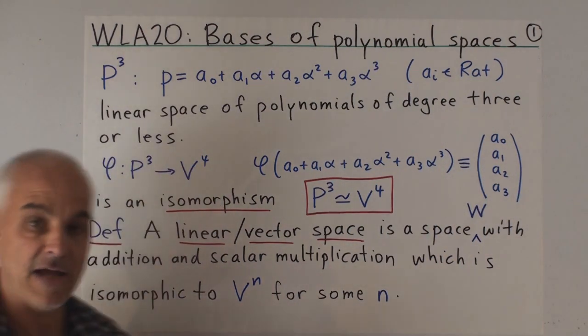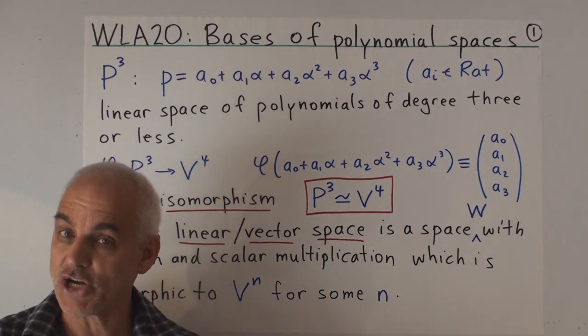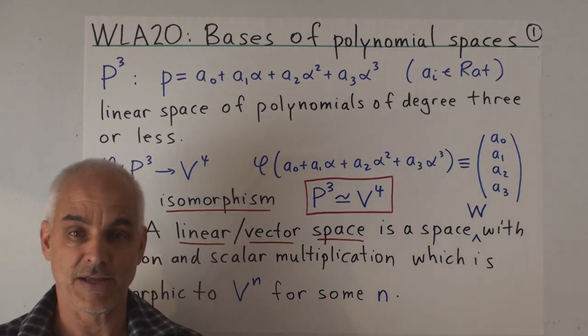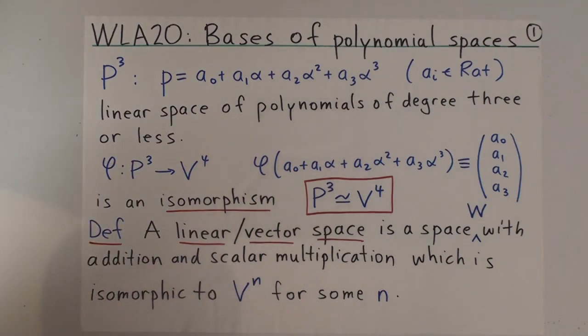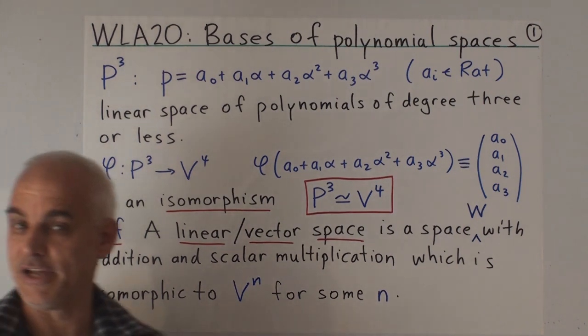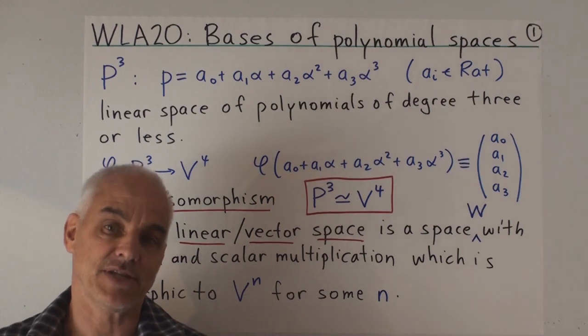And this map is an isomorphism, and I remind you that's meaning it's a bijection, which is also preserving the scalar multiplication and the addition. Okay, we're now in a position to make a very useful definition, which applies not just to polynomials, but to lots of other situations too.